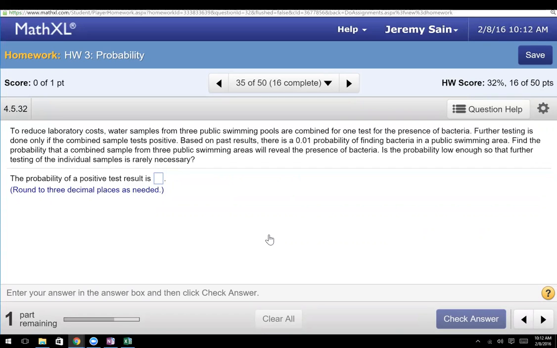Further testing is done only if the combined sample is positive. Based on past results, there's 0.1 probability of finding bacteria in a public swimming area. Find the probability that a combined sample from the 3 areas will reveal the presence of bacteria. Is the probability low enough that further testing is rarely necessary? Okay.